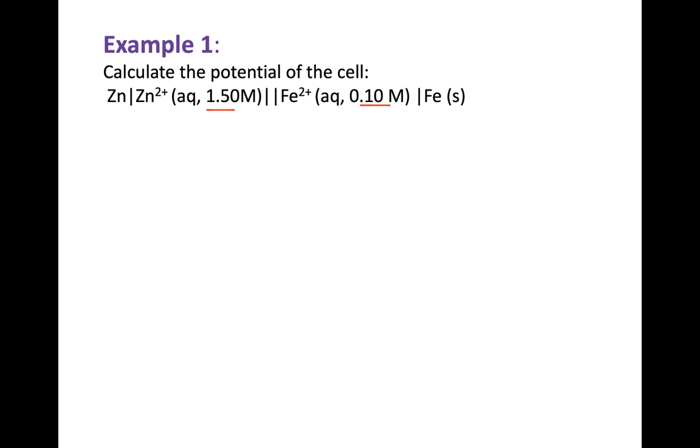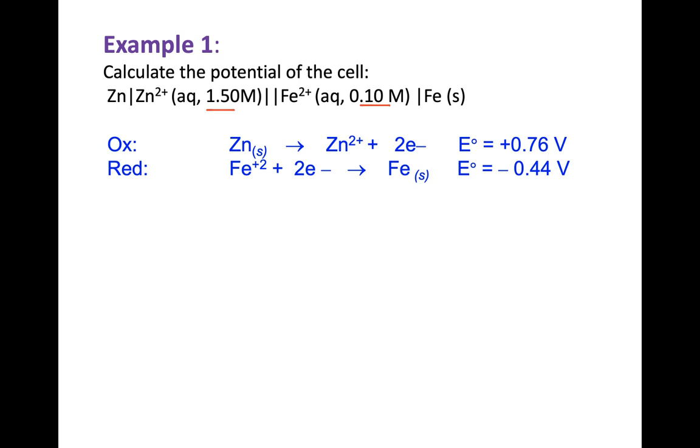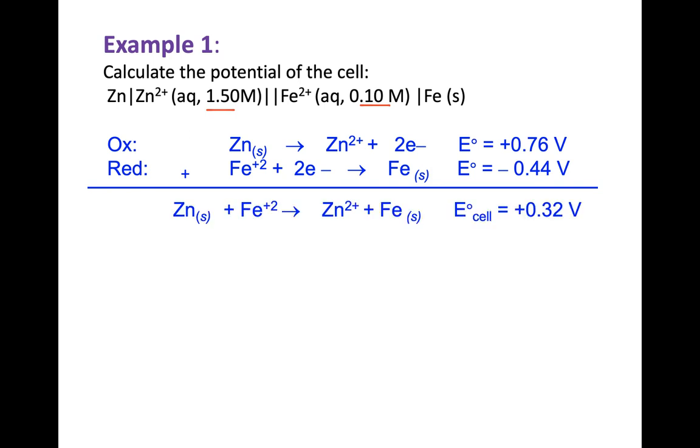We worked on how to do standard cell potentials in the last video, so let's just go through that here. It's always anode to cathode, oxidation at the anode, so our zinc is being oxidized. I took that reduction potential of zinc of negative 0.76 and flipped it on its head, so that we've got zinc being oxidized, and we've got iron 2+ ions being reduced. Overall, when we add up this reaction and its standard potentials, we get positive 0.32 volts, and our overall reaction: zinc metal and iron ions going to zinc ions and iron metal.